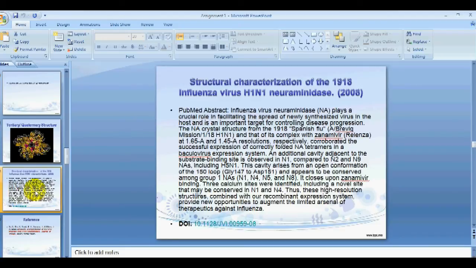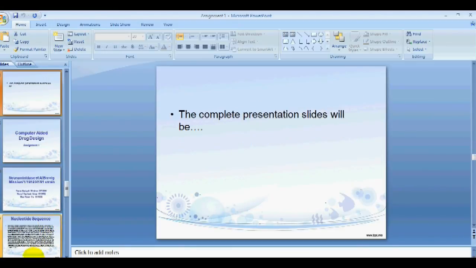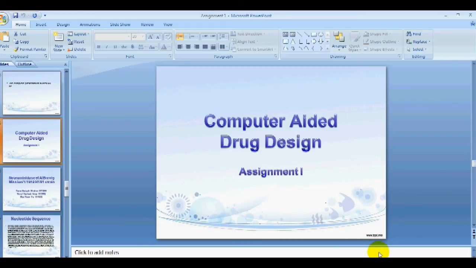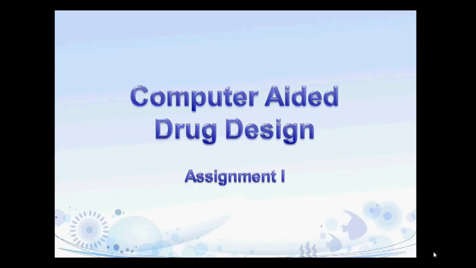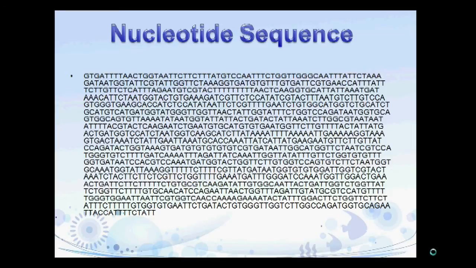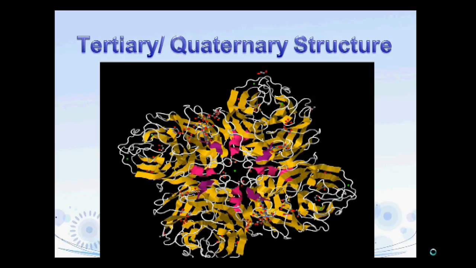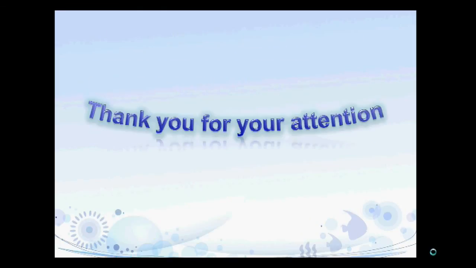In this research, the scientists found that in neuraminidase, the cavities adjacent to the substrate binding site and calcium sites will be able to contribute to better neuraminidase inhibition in the future. This is our reference. Now I would like to summarize my slides: we have the neuraminidase, the nucleotide sequence, the protein sequence, the secondary structure, and the tertiary structure.